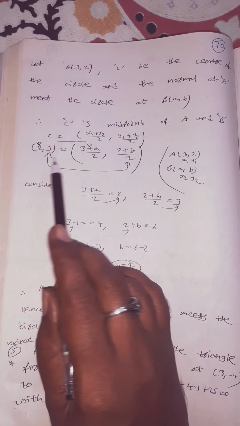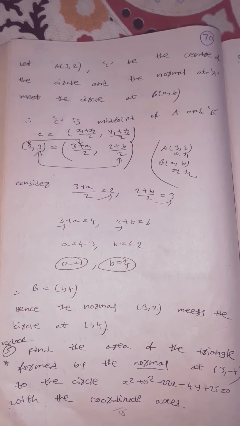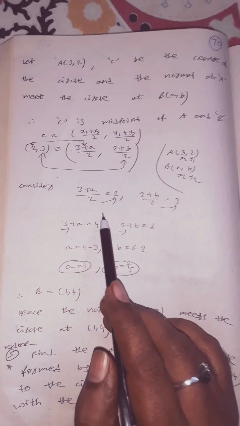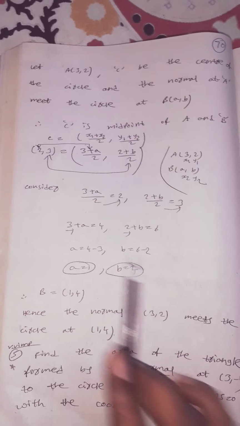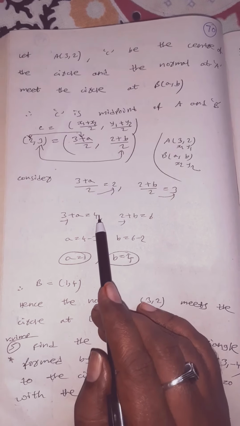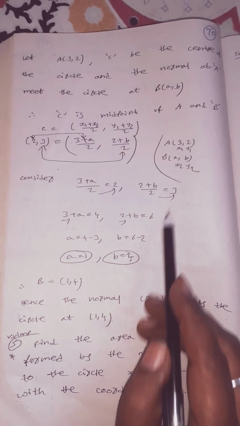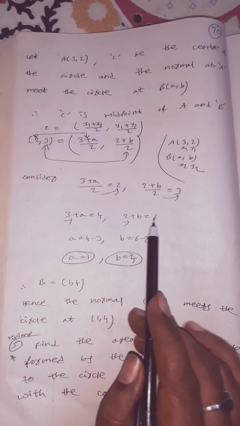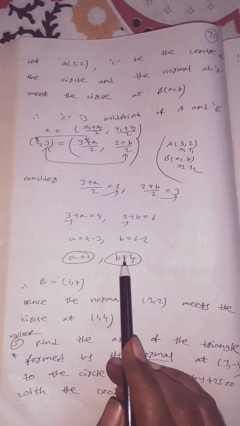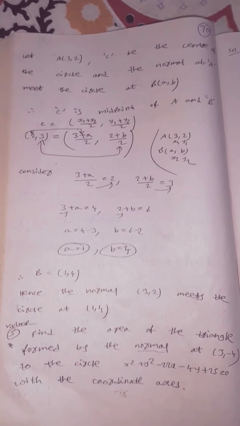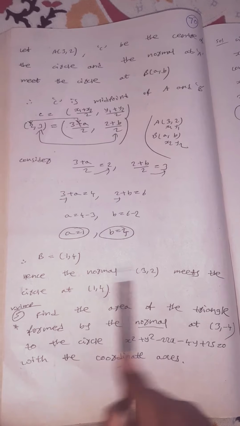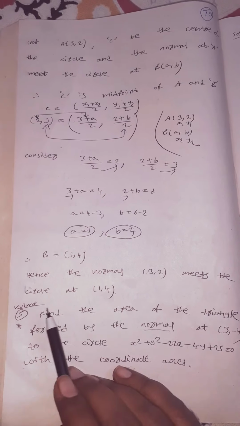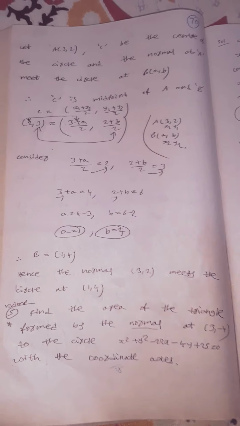So equate the first coordinate, second coordinate. So after that we are getting like this. This I have equated like this. First x-axis, y-axis. Send the 2 to the other side, division will become multiplication, so 2 twos are 4. Here 2 threes are 6. Send the 3 to the other side, plus will become minus. Here also plus will become minus. So a equal to 1, b equal to 4. Why? Because 6 minus 2 is 4. Therefore B equal to (1, 4). Hence the normal at (3, 2). (3, 2) is given, no, children. First point (3, 2) means the circle meets at which point? (1, 4). Is it clear, children?